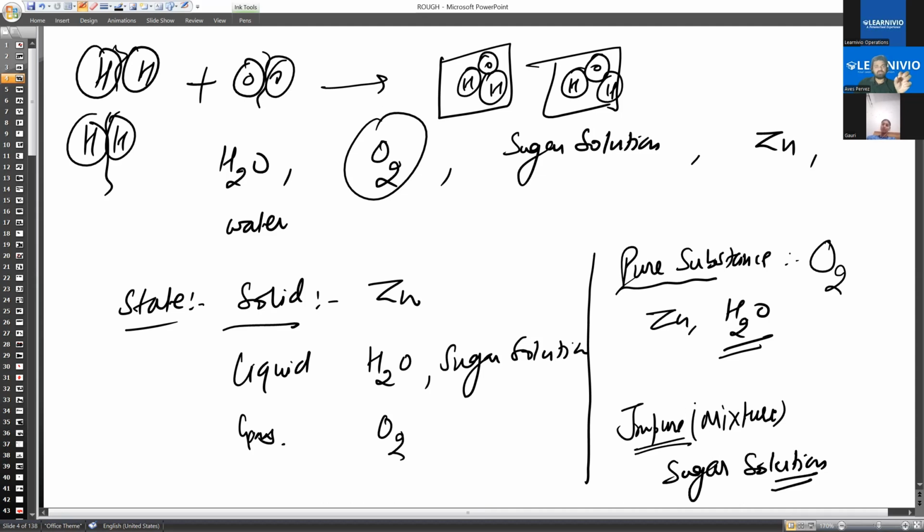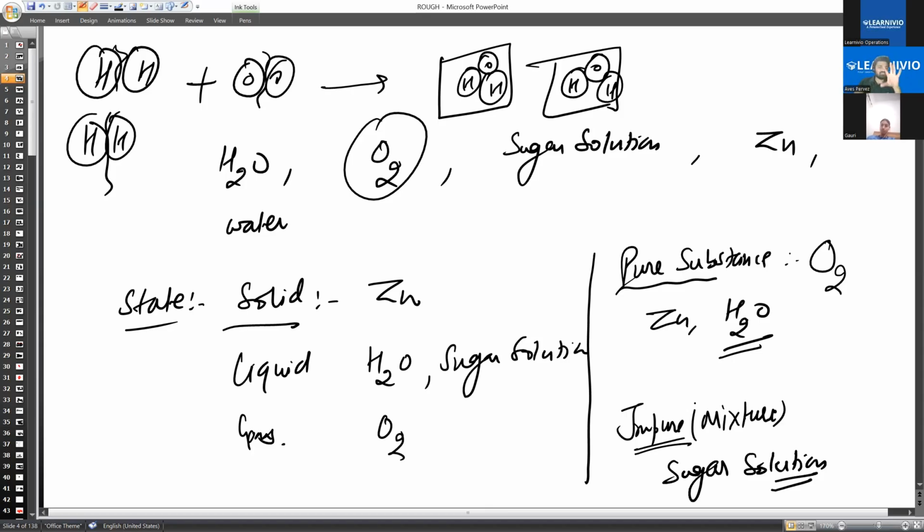Are you getting my point? So the same thing can be characterized in different forms, just by changing the criteria on which you are dividing them. If we divide them on the basis of their states, the same matter can be classified into three parts: solid, liquid, and gas. So whatever you see around you, either it is solid, liquid, or gas.